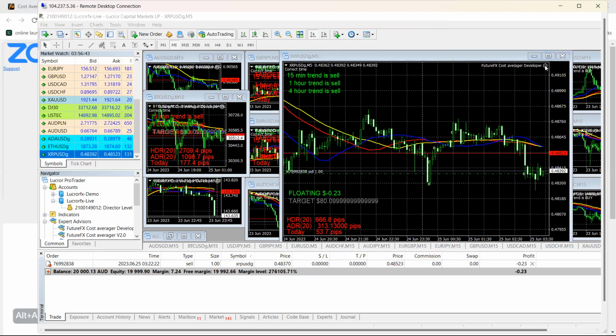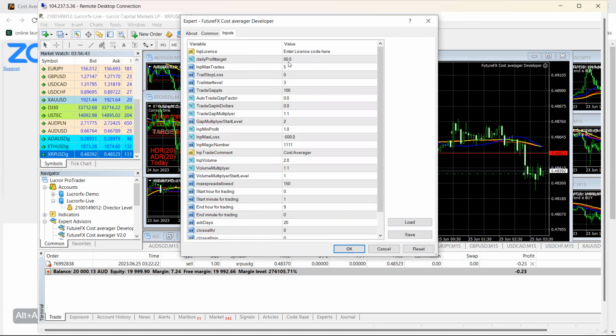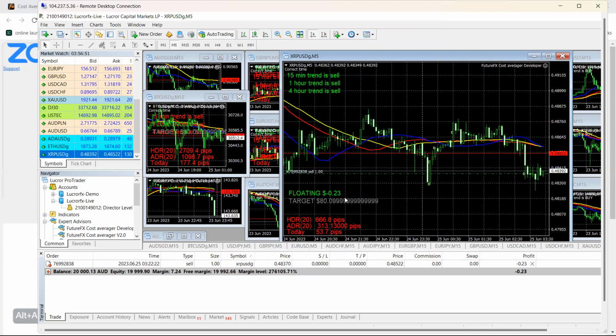Remember this setting here, the daily profit target at $80. At the start of today, the target here said $80. It's a little higher now because I'm in that little tiny bit of drawdown. But the target will start at $80 and count down as you make profit until the target gets to 0. And that's when, in red writing underneath here, it'll come up saying target hit. And then that's going to stop trading for the day.